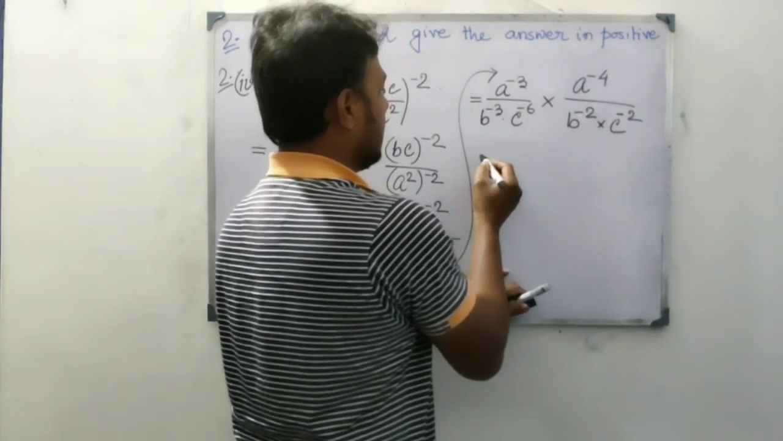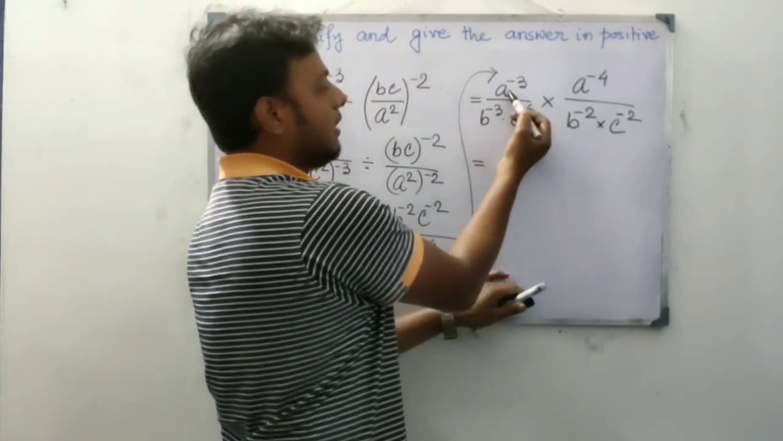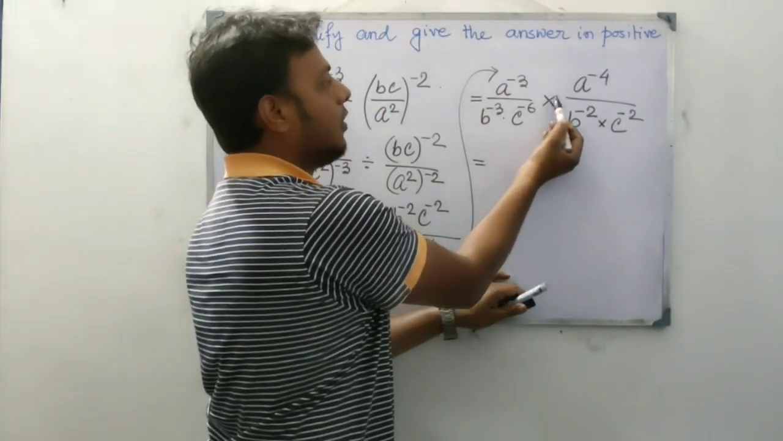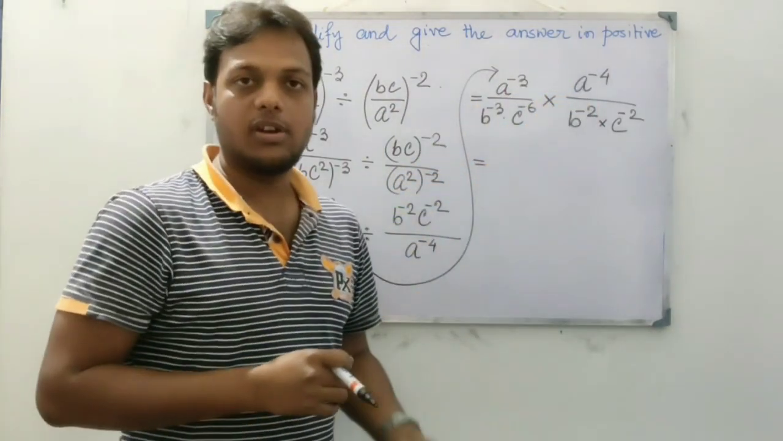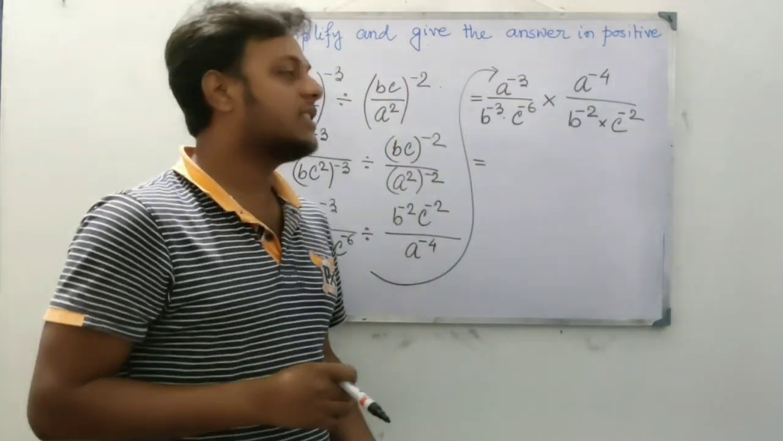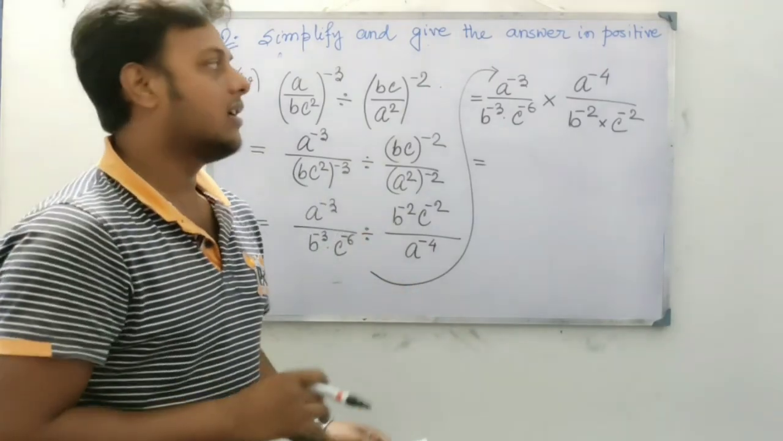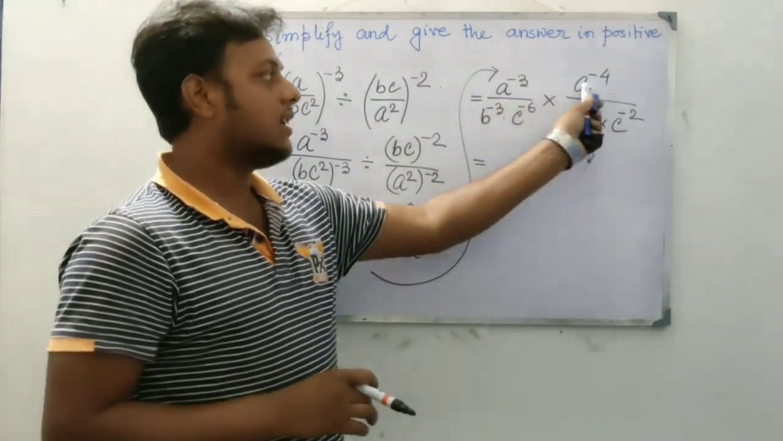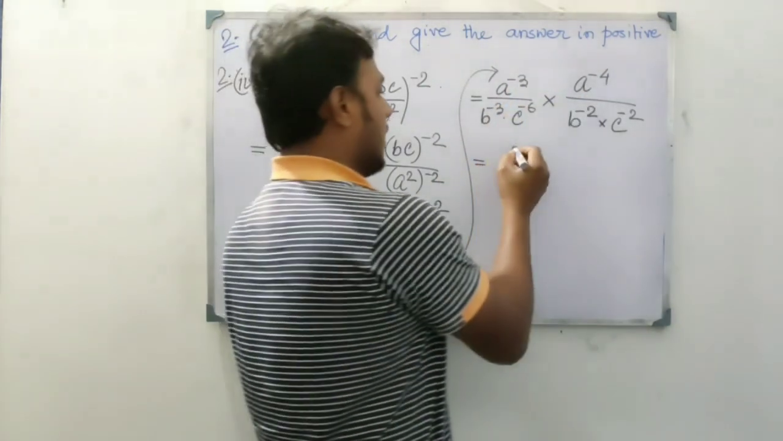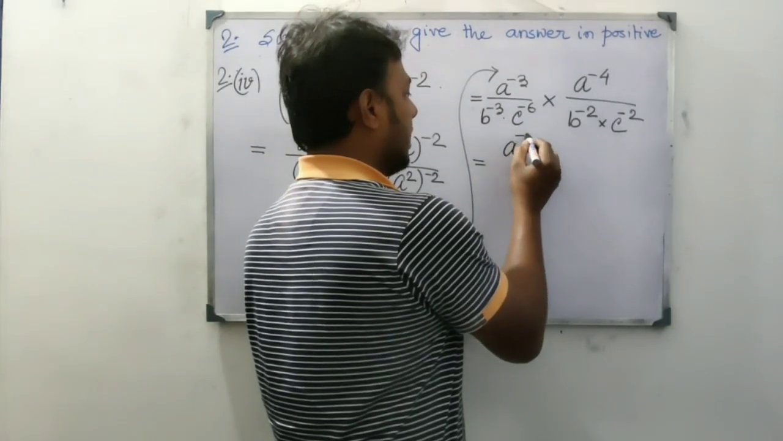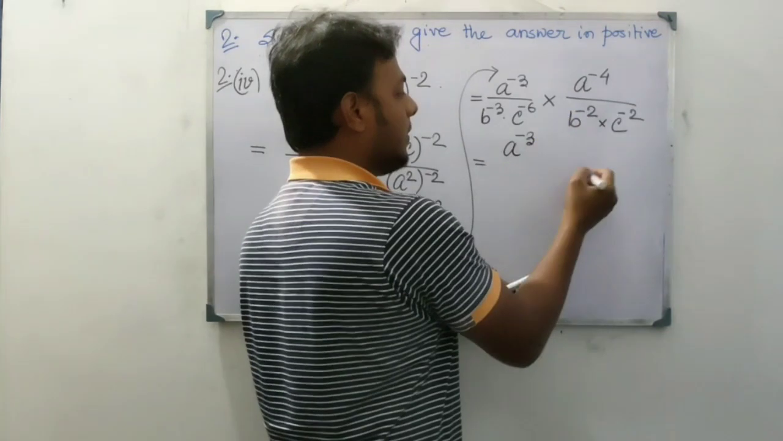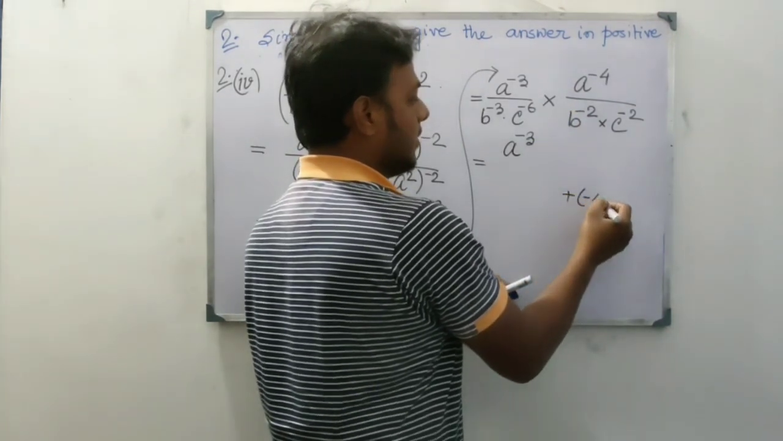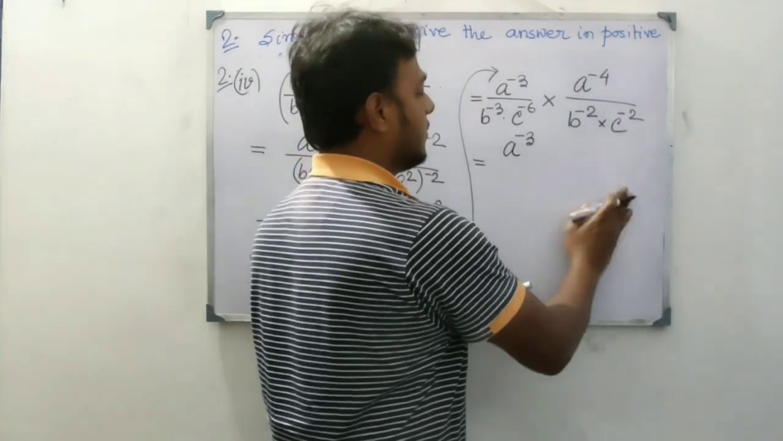Yes, this equals to, see here in numerator a to the power minus 3 cross a to the power minus 4. These two exponents have the same base a, and since multiplication is there, we can add the powers. So if we add the powers, a to the power minus 3 plus of minus 4. That means plus of minus 4 is nothing but minus 4 only.